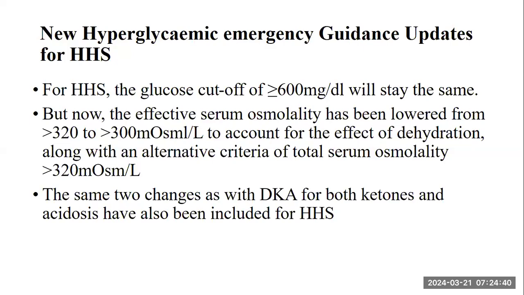So I just added HHS, even though I'm not presenting it. So they say for HHS, the glucose cutoff of greater than 600 milligram per dL will still stay. But now the effective serum osmolality has been lowered from greater than 320 to 300 milliosmoles per liter to account for the effect of dehydration, along with an alternative criteria of total serum osmolality greater than 320 milliosmoles per liter. The same changes in DKA, the two changes for both the ketone and acidosis, have also been included for HHS.